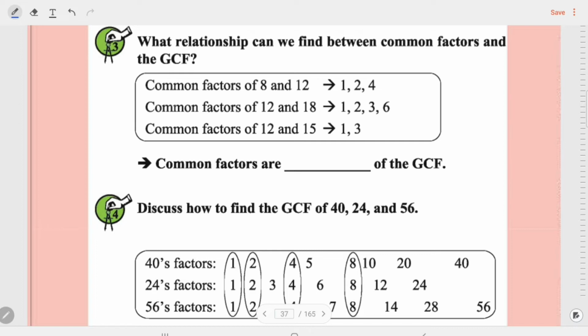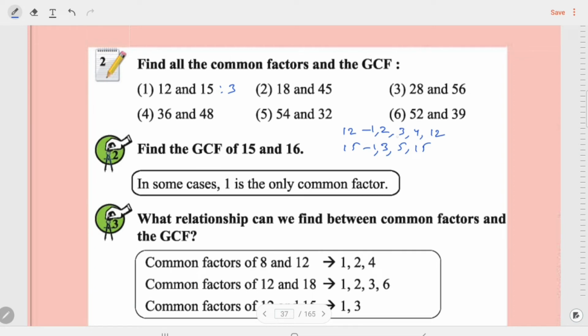What relationship can we find between common factors and the GCF? Okay, what is the relation? Let's see. Common factors of 8 and 12 are 1, 2, 4. Common factors of 12 and 18 are 1, 2, 3, 6. Common factors of 12 and 15 are 1, 3. Common factors are multiples of the GCF. In this case, is that so?